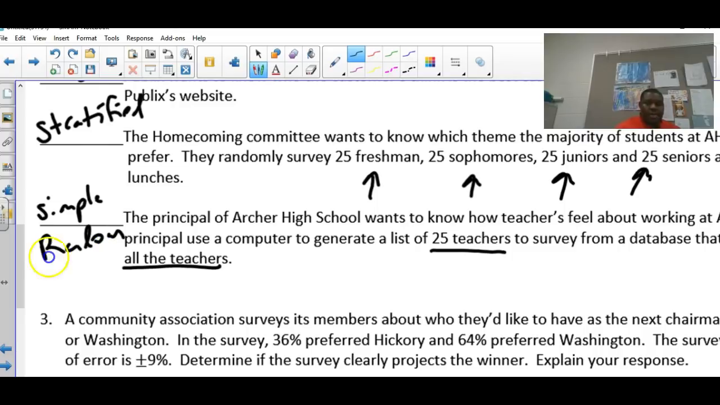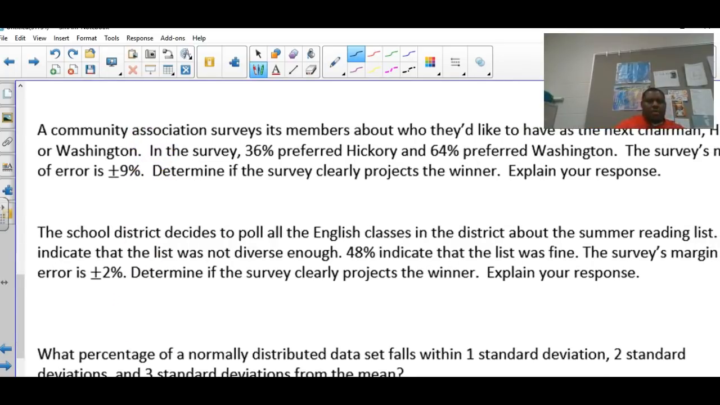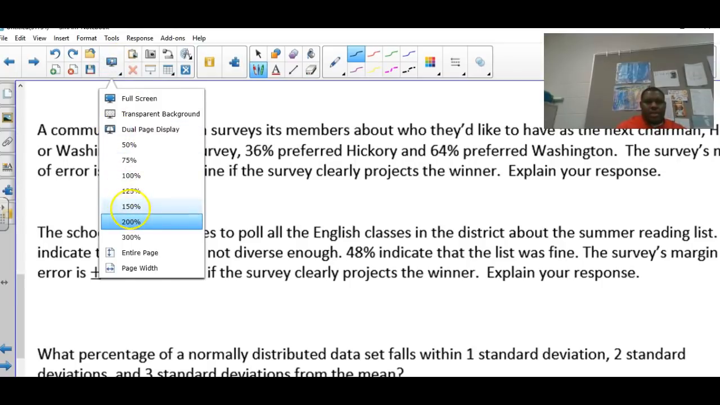All right, simple random, okay. All right, let's go ahead and dig into this problem right here. Number 3 is the margin of error. Hold on one second. Let me zoom out. I need more space.